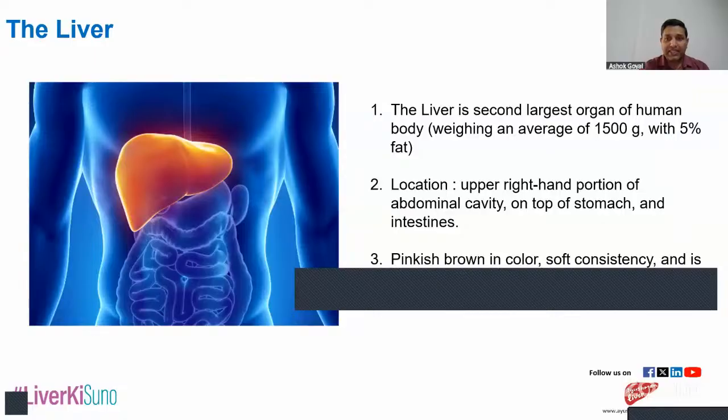Why am I saying this about consistency? Because in my subsequent slides and during this talk, I'll be talking about cirrhosis, fibrosis, and these terminologies, which are important because once the liver loses its soft consistency, it becomes fibrotic, scarring, and eventually leads to cirrhosis. And this organ is highly vascular.